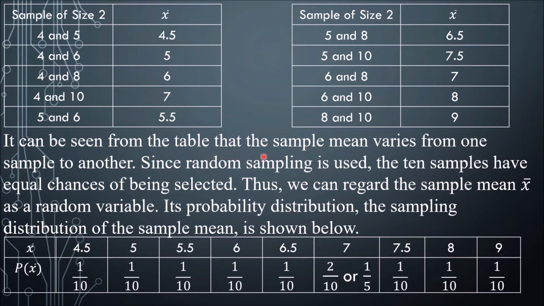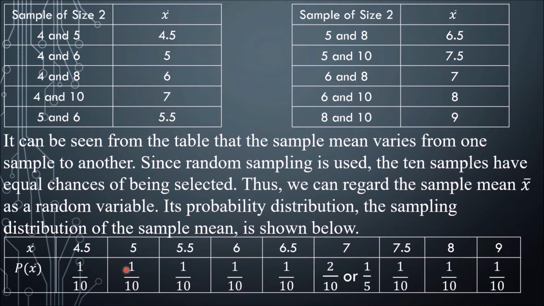Now, it can be seen from the table that the sample mean varies from one sample to another. So if you get 4 and 5, the mean is 4.5. If you get 4 and 8, the mean is 6. So the sample mean varies from one sample to another. Since random sampling is used, the 10 samples have equal chances of being selected. Thus, we can regard the sample mean as a random variable. Its probability distribution, the sampling distribution of the sample mean, is shown below.